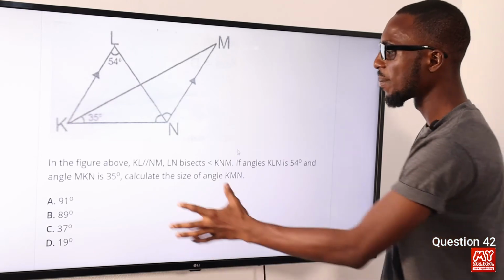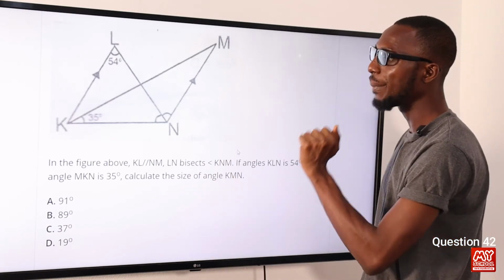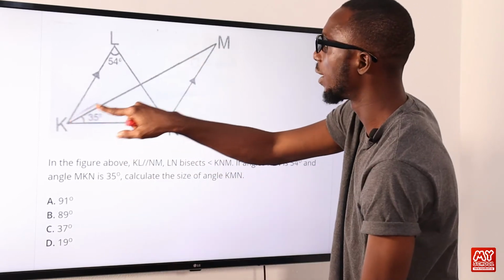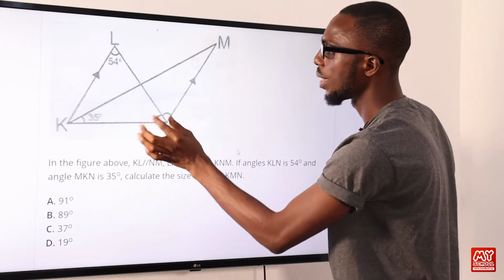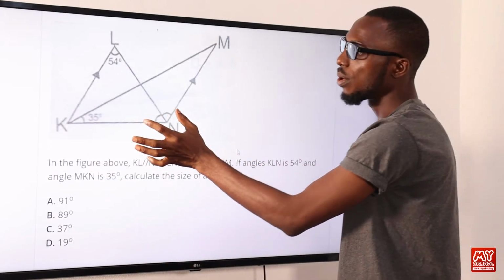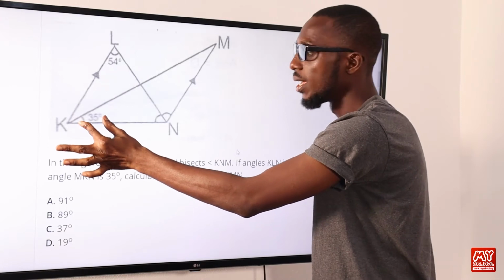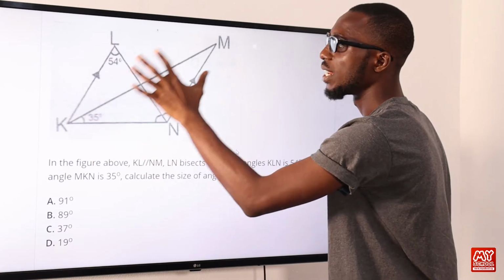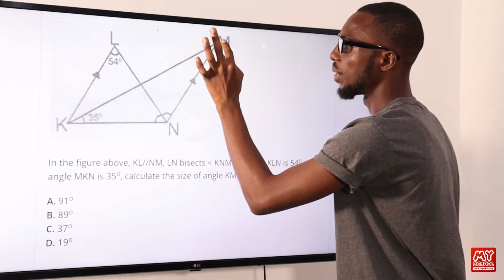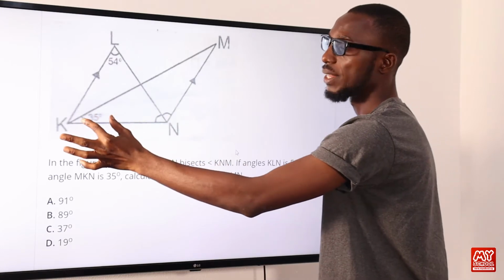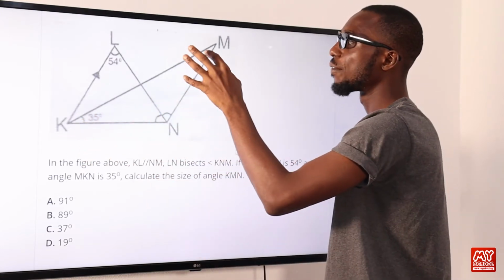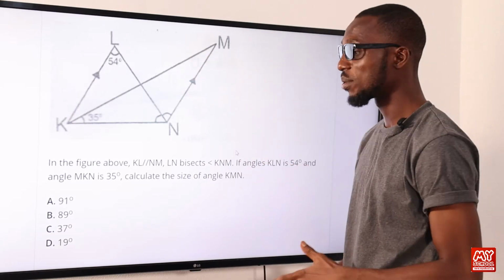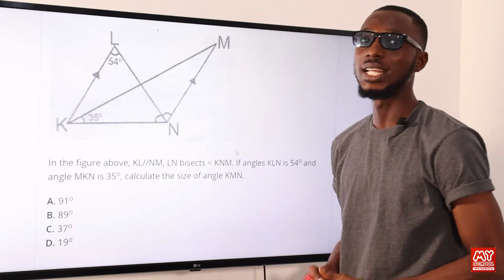We are asked to calculate the size of the angle KMN. So we are looking for this. Look at the triangle we have here now. We already have this as 108. 108 plus 35, that should give you 143. The sum of angles in a triangle is 180. So this is the triangle we are looking at once again. We have 108, we have 35. That is 143 taken away from 180. That will give us the remaining angle here, and that is 37. So the correct option here is option C, 37 degrees.